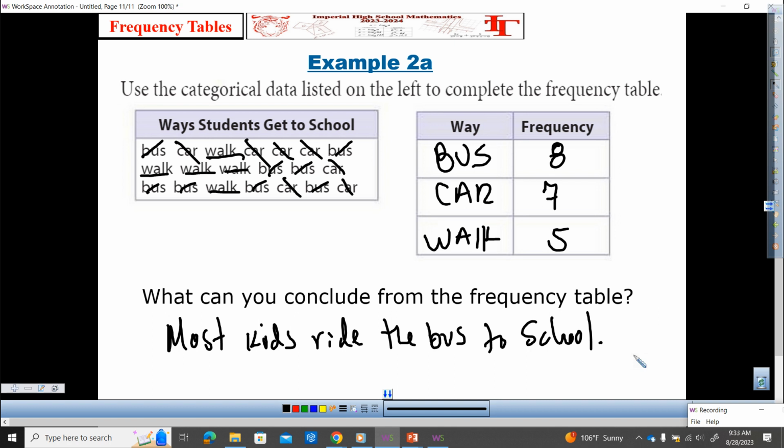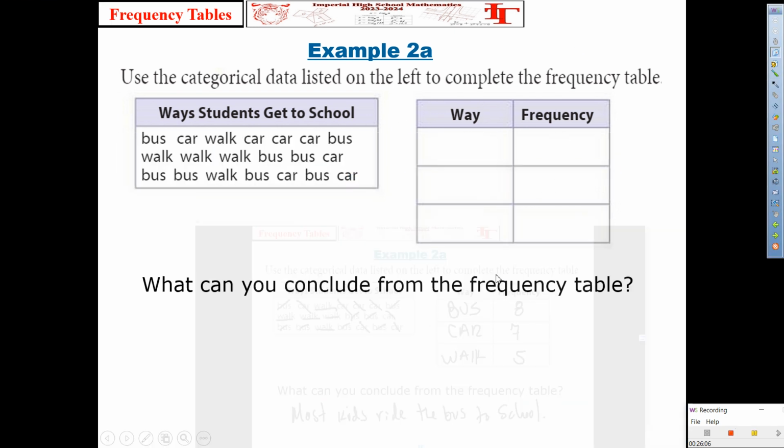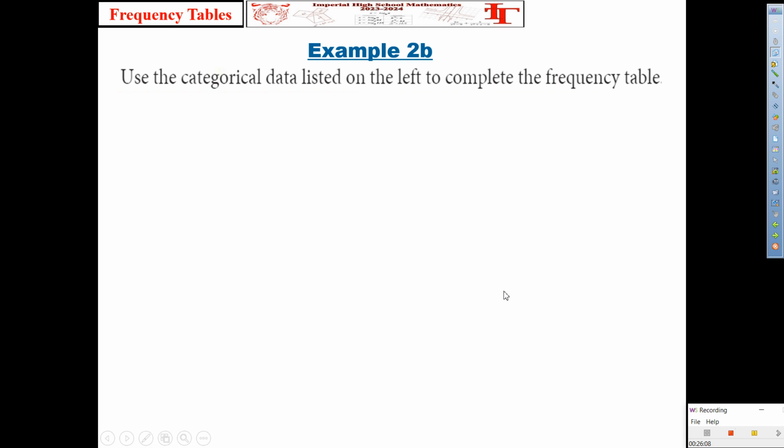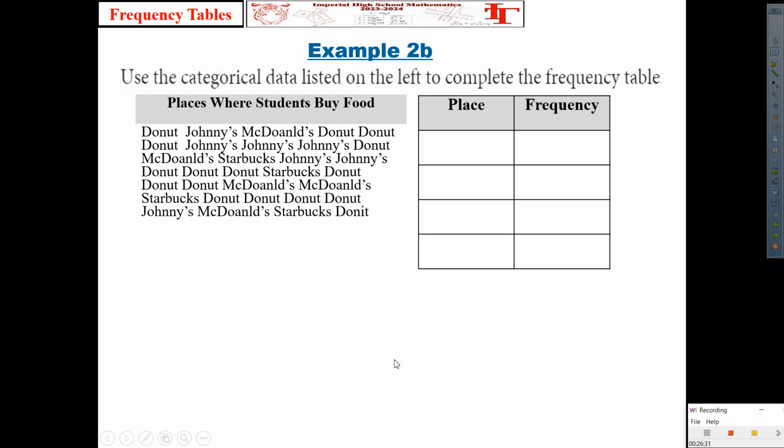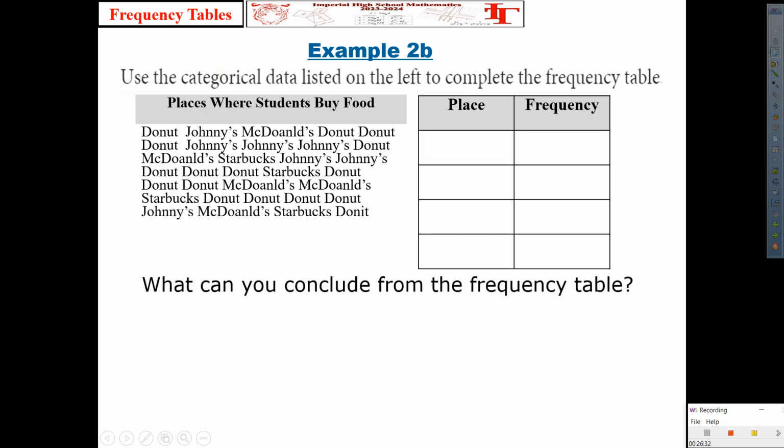5, 5, 5. Okay, now it's your turn. Y'all ready? You're going to copy this one on your paper, please. Example 2B. There's the data. It says, use the categorical data listed on the left to complete the frequency table. It says, places where students buy food. Donut, Johnny's, Mickey D's, donut, Johnny's, donut, Mickey D's, Starbucks, Johnny's, and so on and so forth. Copy that. Here's your table, and at the end, you're going to summarize that for me, please.